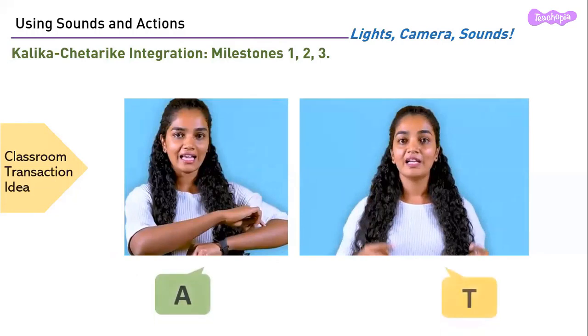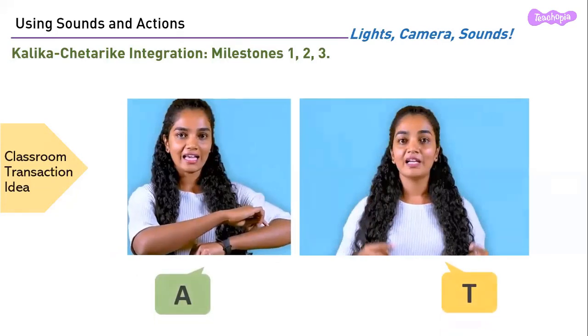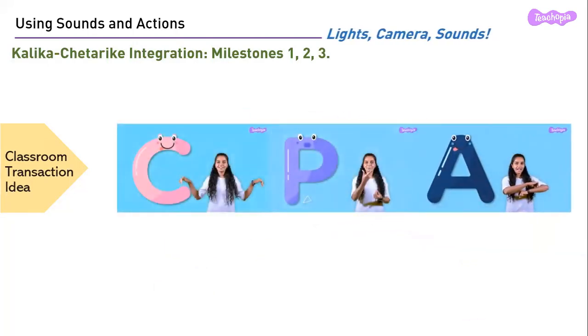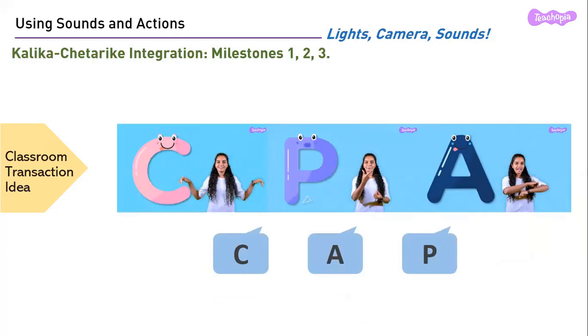The same can be done for three letters as well, but as an added complexity, the letters can be given in a jumbled manner. The learners will have to not only identify the letters but also recognize the sequence and form a meaningful word. Like here in CPA, the learners identify and rearrange the letters and figure out the word k, a, p, cap.